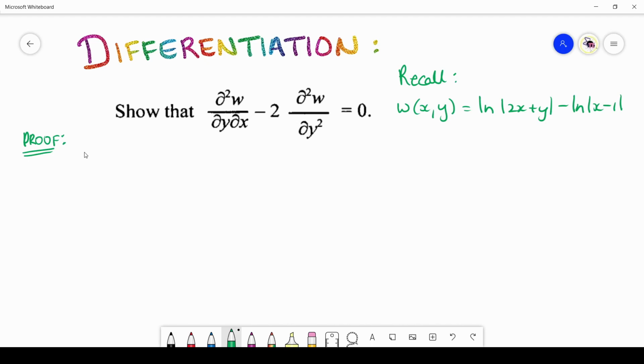Okay, and there's a couple of things we need to find. So one of the first things we can find is ∂w with respect to, let's find ∂y, because we need to find all of these values in order to find out if it's equal to zero. Well, it should be because it's a proof. So we have our function w in terms of x and y. Remember, when you're doing partial derivatives, people, the differential is with respect to your variable on the bottom there. So everything else is a constant.